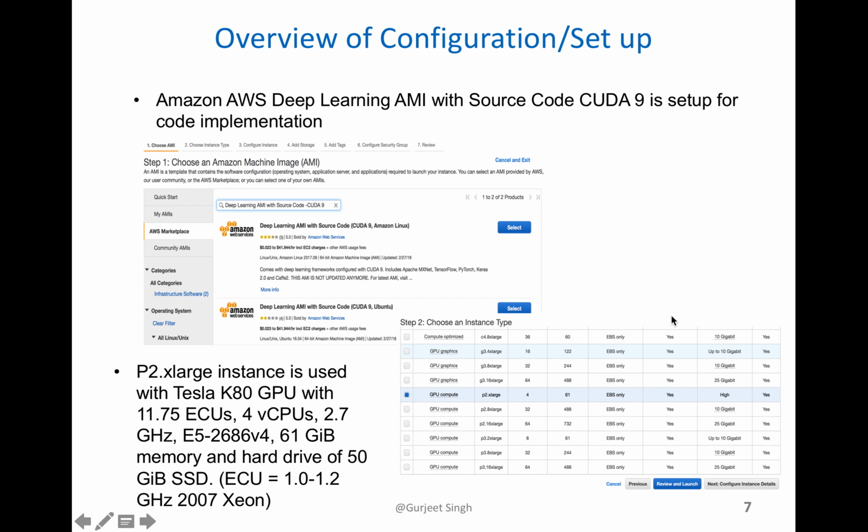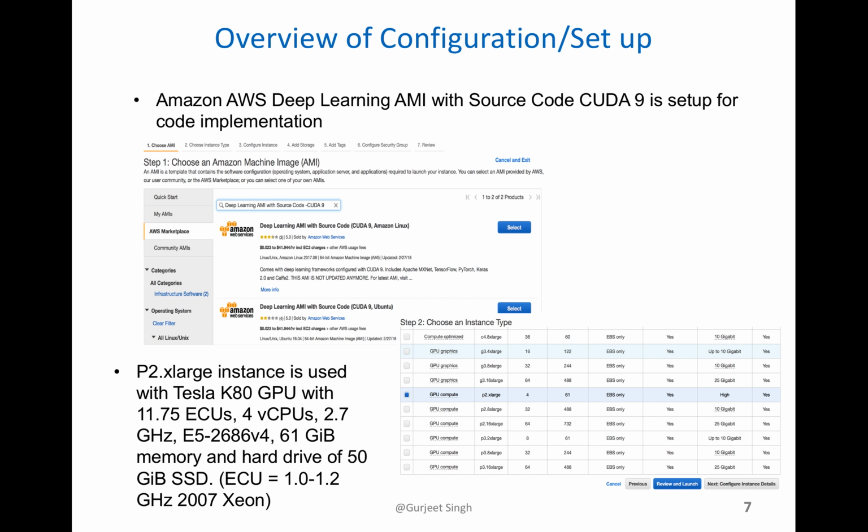And now we come to the overview of the configuration or the setup. I've used Amazon AWS, specifically a deep learning AMI with source code CUDA 9 machine for all my training of my data. And I have used particularly GPU compute here, P2 Xlarge. And the hardware configuration is around 11.75 ECU.